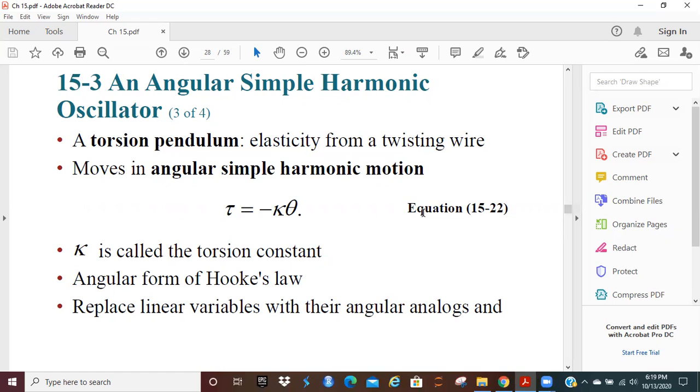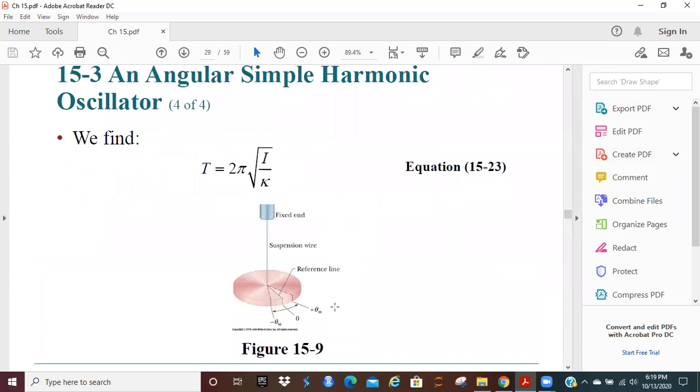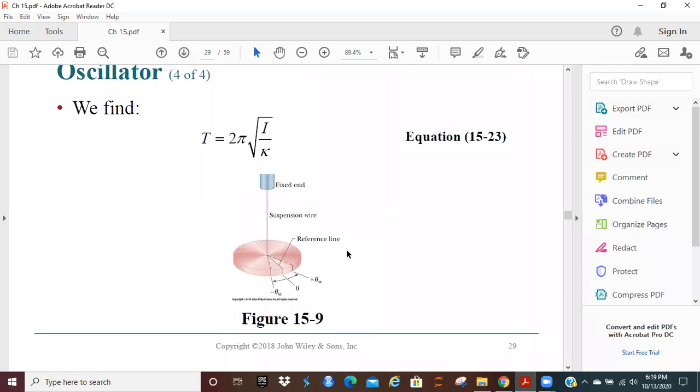And this is the angular form of Hooke's law, where we replace the linear variables with their angular analogs. So in other words, if the force was equal to minus kx, then the torque here is going to be equal to minus kappa times theta. We find in this particular case that the period is going to be equal to 2 pi times the square root of the moment of inertia divided by kappa.